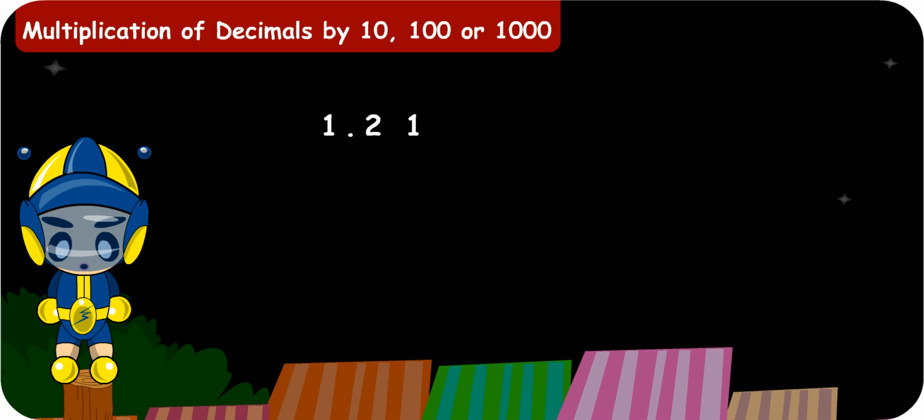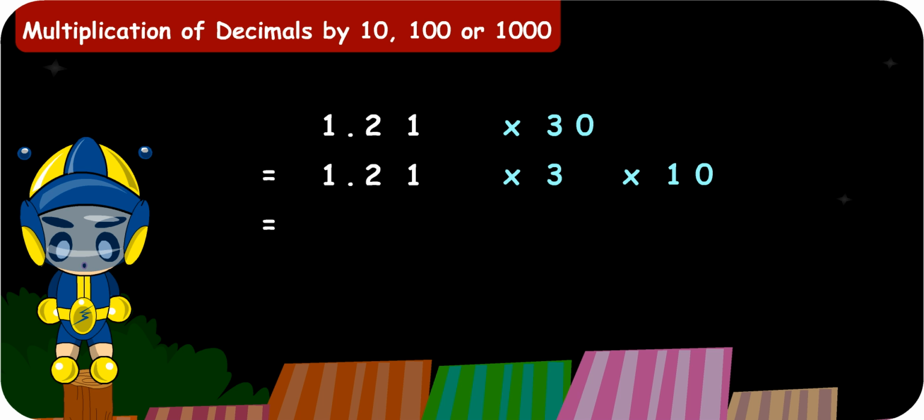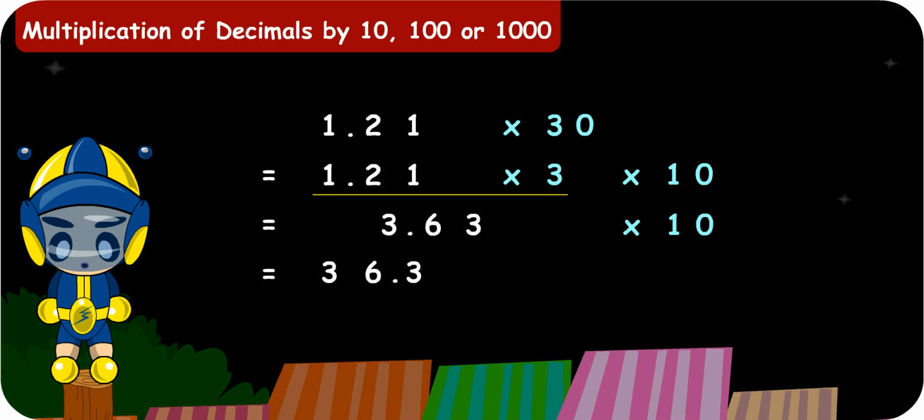Try this question, Turbo Boy. What do you get when you take 1.21 times 30? 1.21 times 30 equals 1.21 times 3 times 10, which equals 3.63 times 10, which equals 36.3. I break 30 up into 3 times 10. I multiply 1.21 by 3 to get 3.63, and I then multiply 3.63 by 10. So 1.21 times 30 equals 36.3.